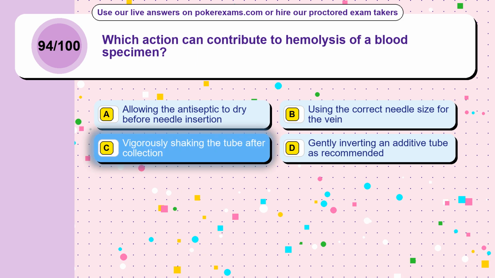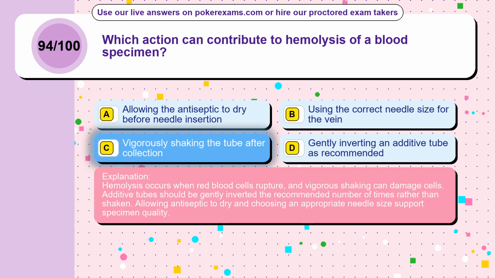The correct answer is option C, vigorously shaking the tube after collection. Hemolysis occurs when red blood cells rupture, and vigorous shaking can damage cells. Additive tubes should be gently inverted the recommended number of times rather than shaken. Allowing antiseptic to dry and choosing an appropriate needle size supports specimen quality.